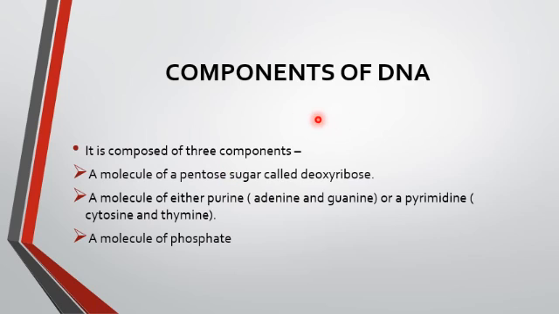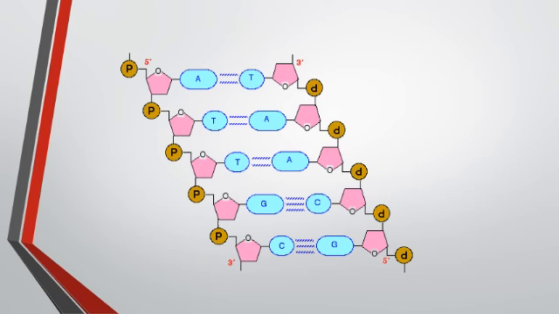Components of DNA. It is composed of 3 components: a molecule of pentose sugar called deoxyribose, a molecule of either a purine, that is adenine and guanine, or a pyrimidine, that is cytosine and thymine, and a molecule of phosphate. These 3 components polymerize as nucleotides to form the DNA, that is your deoxyribonucleic acid.